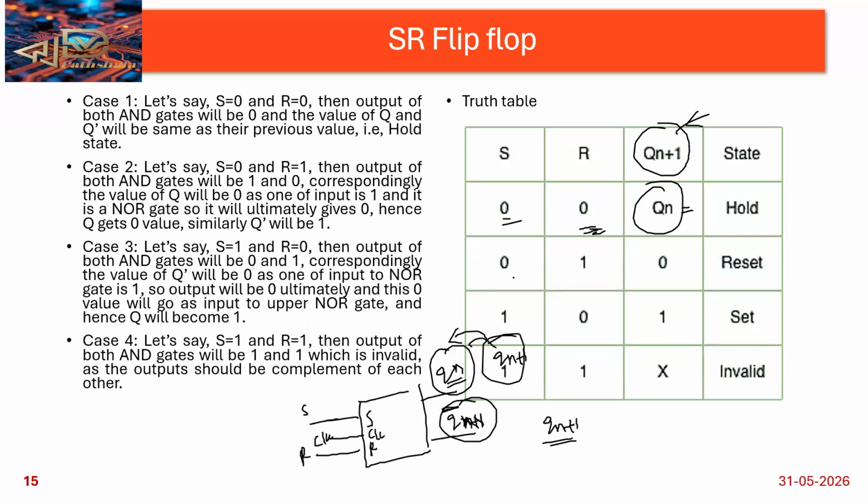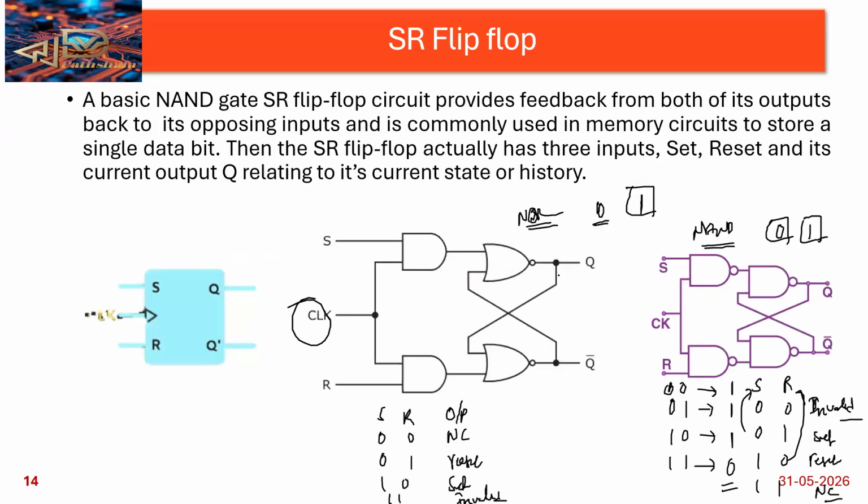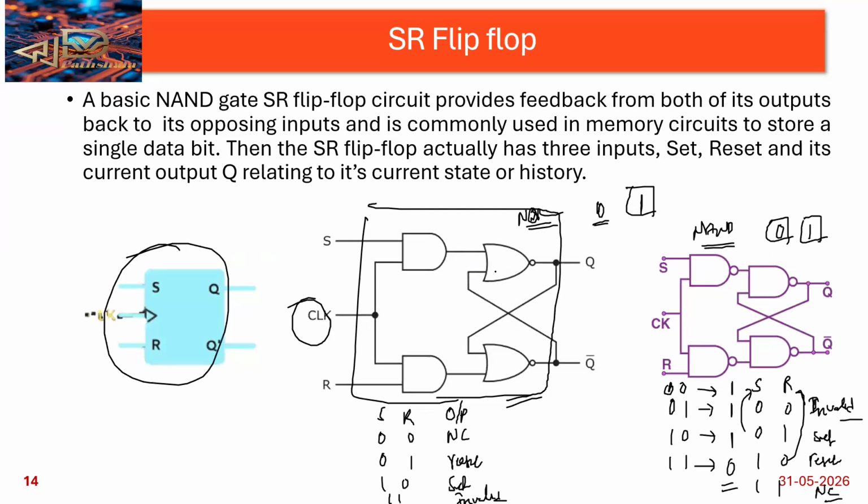The circuit internally has a memory element, feedback, and all these things are given internally. I have shown you the circuit diagram. This is the symbol, and then the internal circuit is like this. So simply we call it an SR flip flop. Whatever inputs I give, S, R and clock, I get the outputs Q and Q bar.